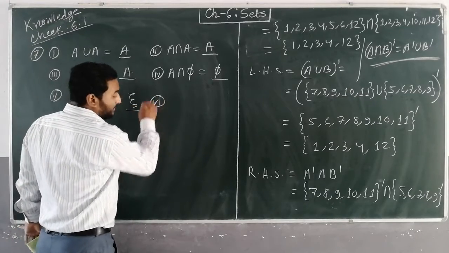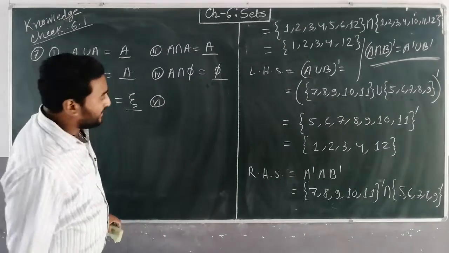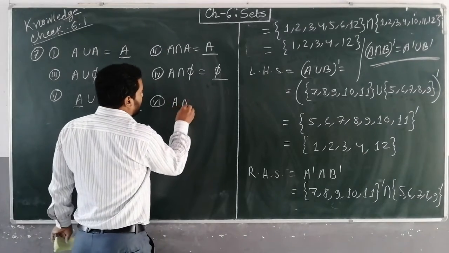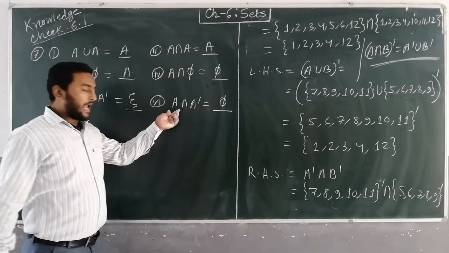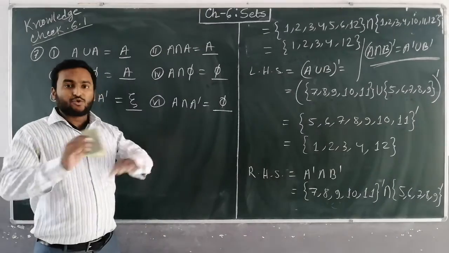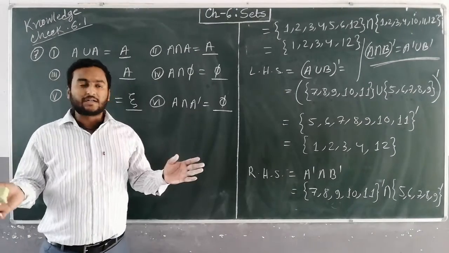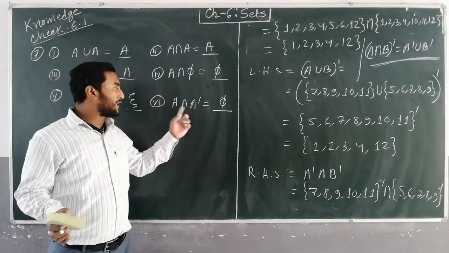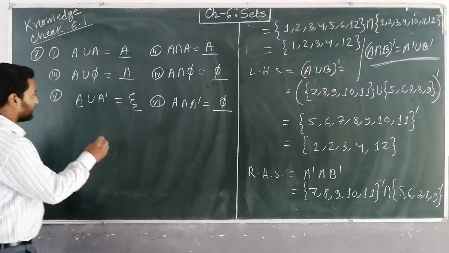Sixth part. Sixth part is given A intersection A complement. That will be equal to phi, because see this. A is the set and A complement. These two are disjoint sets. A and A complement are disjoint sets because no element is common in these two sets. That's why their intersection will be phi.